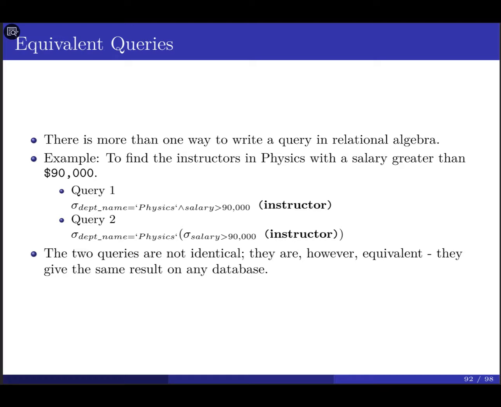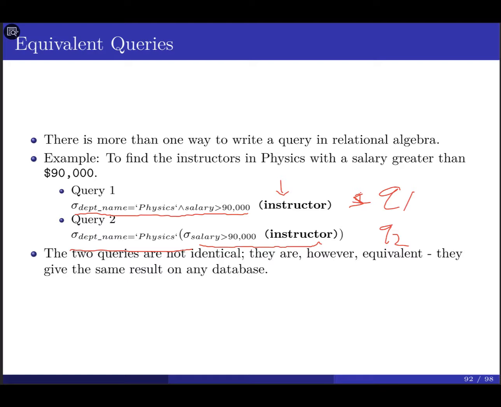Assume that I ask you to find the instructors in the physics department with a salary greater than $90,000. We have one way to do that. For example, you can select where department name is physics and salary is greater than 90,000 from the instructor relation. The other query performs the selection over the instructor relation with salary greater than 90,000 first. After that, I perform the selection to filter for the physics department.